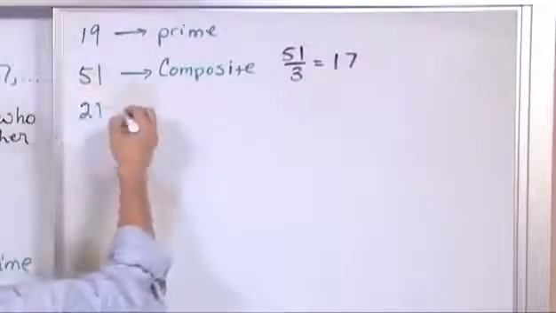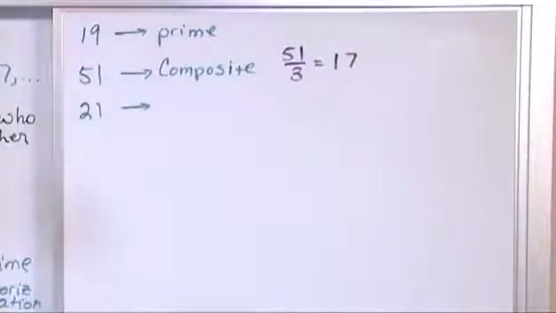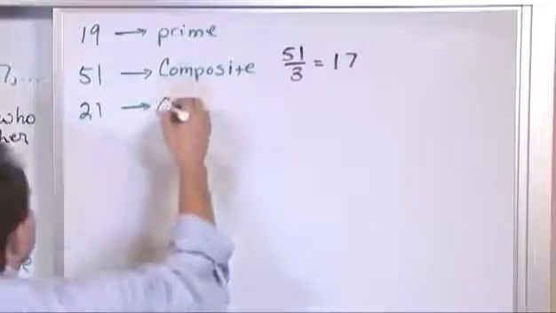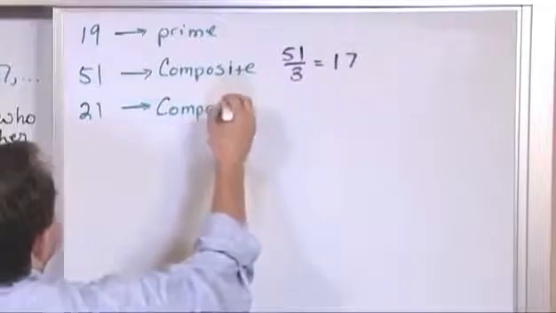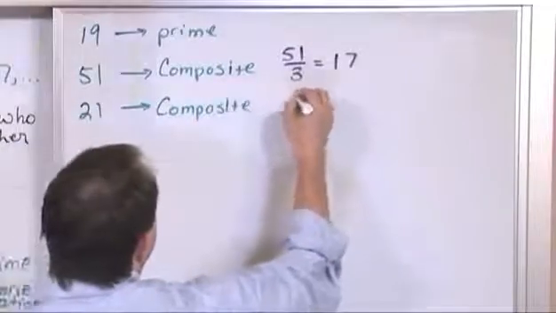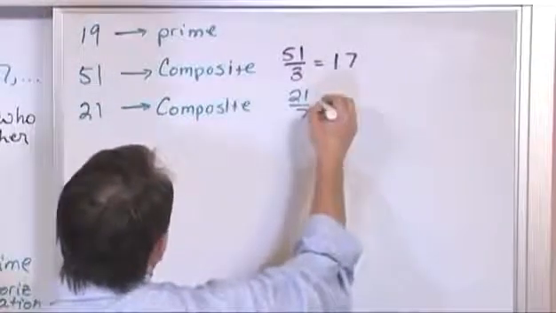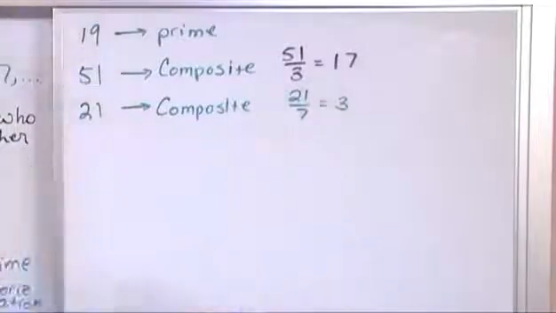What about the number 21? Well, 21 can divide by 7. So this is composite. And that's because 21 can be divided by 7, which would give me 3. Or 21 can be divided by 3. There's lots of different ways to do this.